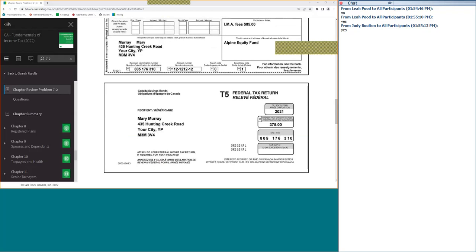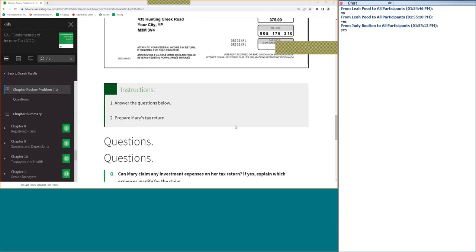I have a T5 with a box 13. Interest. Interest income from a slip goes on the worksheet. Circle that number. I want that one to go on the worksheet as well.